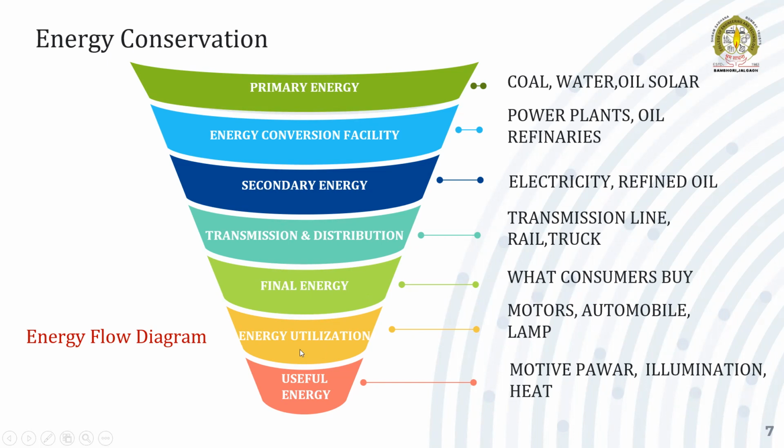Now it is utilized at the utilization level. It may be motive power for motors, an automobile, or lamps. So this is the energy utilization, and useful energy is the motive power, illumination, and heat, which we are going to convert.